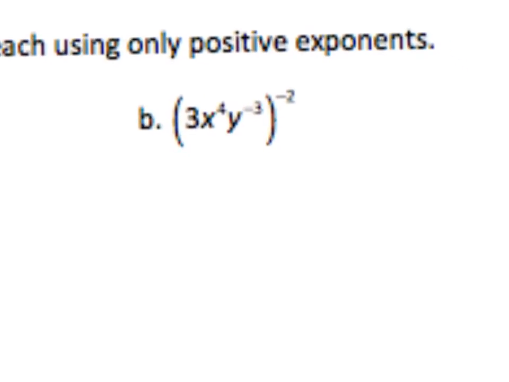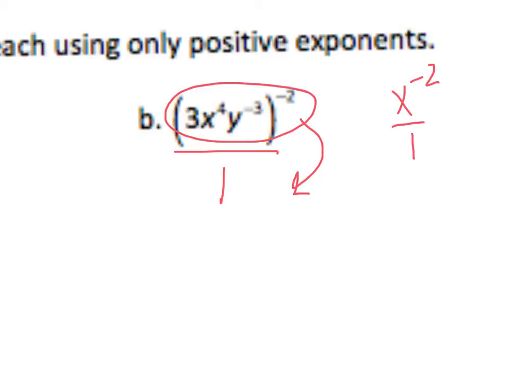Okay, B. Now, you notice that you have a negative second power in there. Normally, we would write this twice. Instead, since this whole thing is to the negative second power, we're going to take this whole thing and move it to the bottom. Just like we did if it was x to the negative second. We put this over 1, we're going to move x to the negative second to the bottom. Okay, it's the same thing, it just looks a little bit bigger.